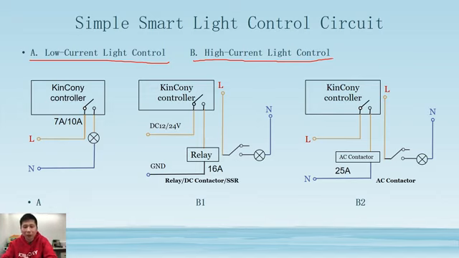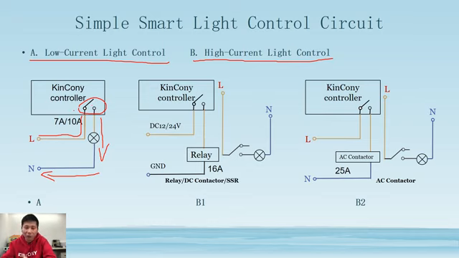The first one you can see is the KinCony controller, which has a relay inside the box. So this is the simplest way. Just let the AC power go through this controller's relay to control the lamp and back to the neutral. This is the simplest way because the lamp's current is very small, and the relay inside the controller is enough for controlling this lamp on and off.